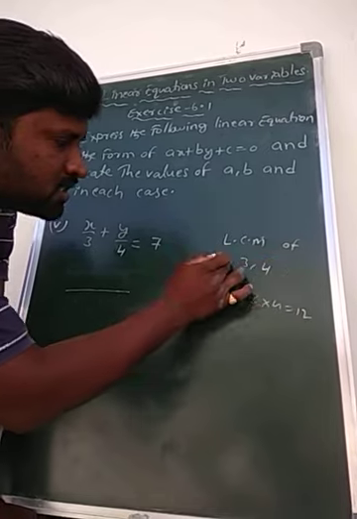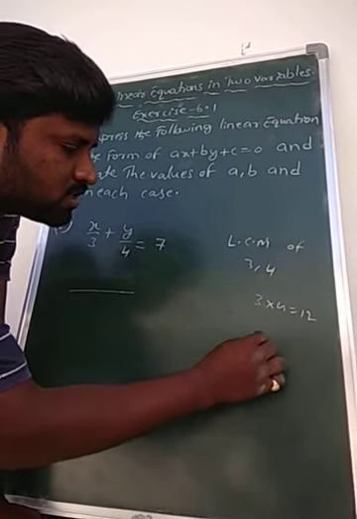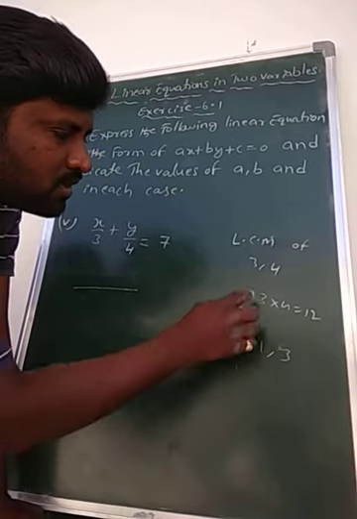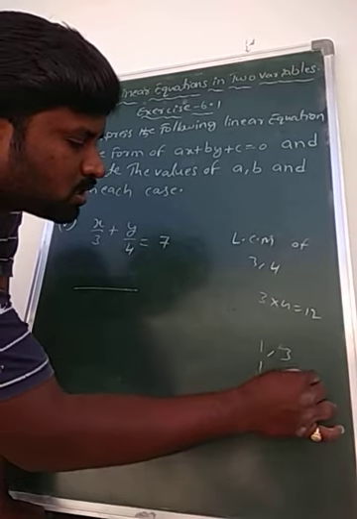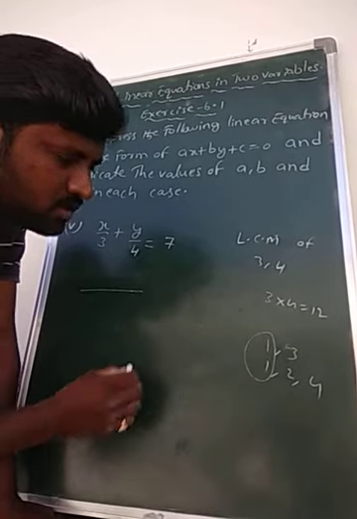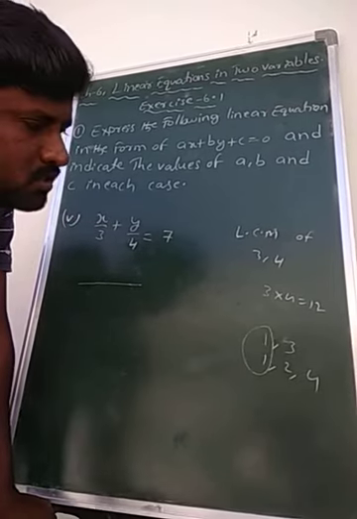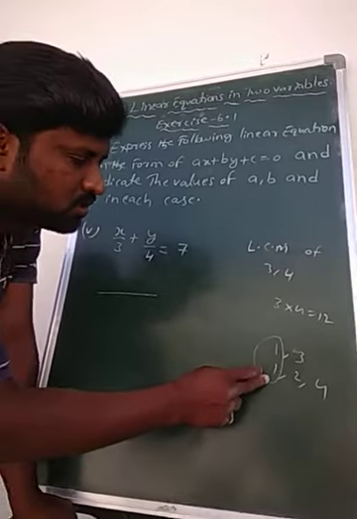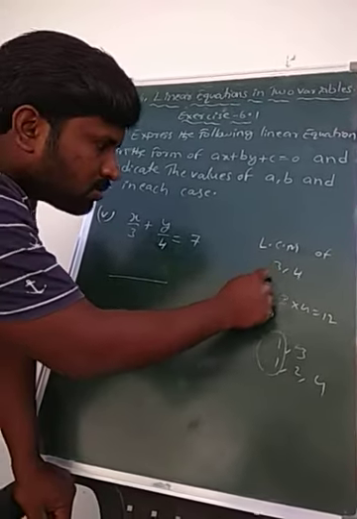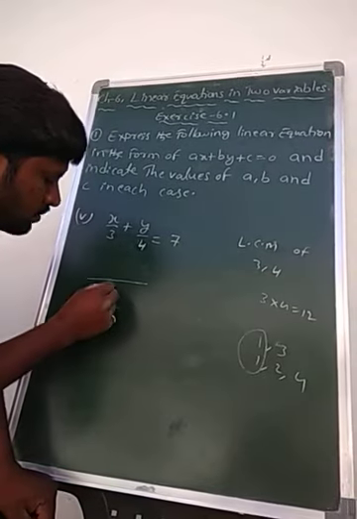What are the factors of 3? Factors of 3: 1 comma 3. Factors of 4: 1 comma 2 comma 4. So what is the common factor? 1. When two numbers have only 1 as the common factor, the numbers are called co-prime numbers. So the LCM of 3 comma 4 is 12, and I am writing here 12.